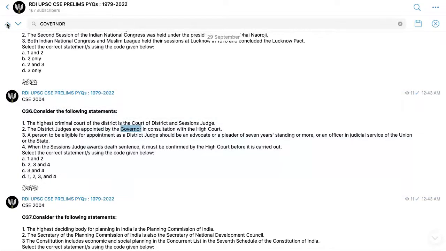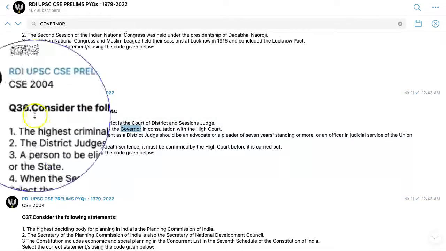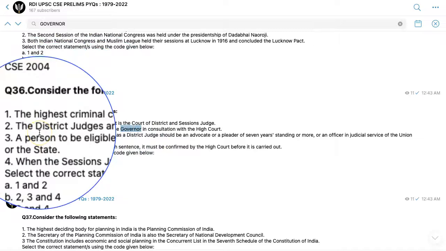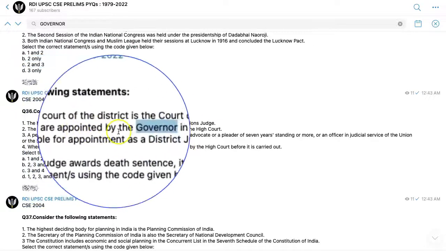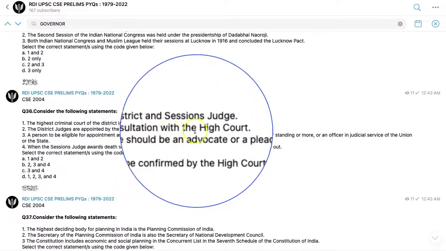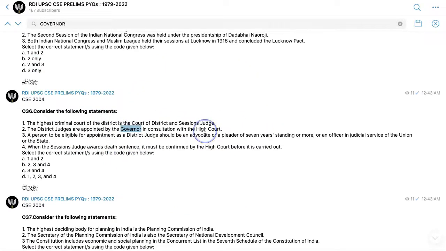Next question is from polity actually. This question read, consider the following statements. The second statement carries the term governor. It reads, the district judges are appointed by the governor in consultation with the High Court, right? So again, roles and responsibilities of the governor, a hybrid question, judiciary plus executive is given here.